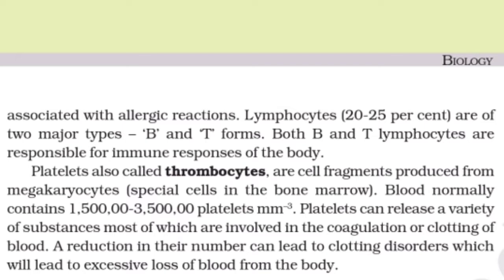Platelets, also called thrombocytes, are cell fragments produced from megakaryocytes (special cells in the bone marrow). Blood normally contains 1,50,000 to 3,50,000 platelets mm-3. Platelets can release a variety of substances, most of which are involved in the coagulation or clotting of blood. A reduction in their number can lead to clotting disorders, which will lead to excessive loss of blood from the body.